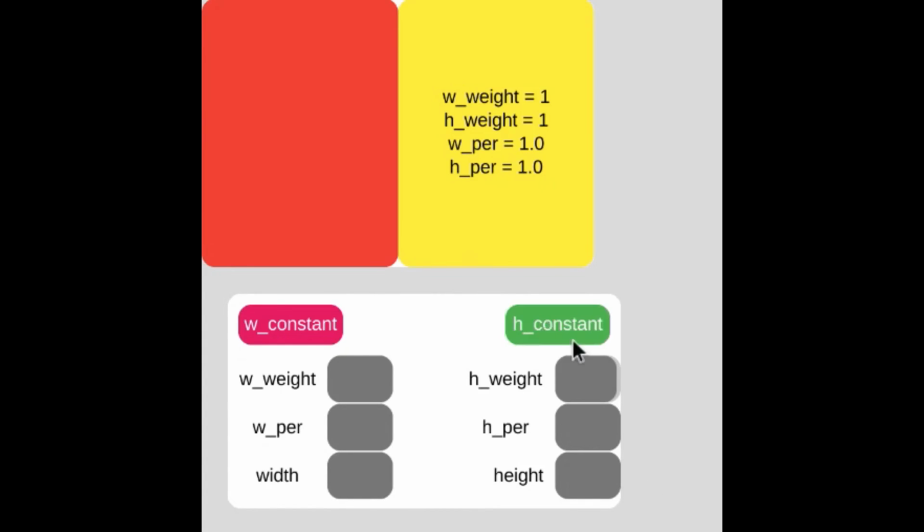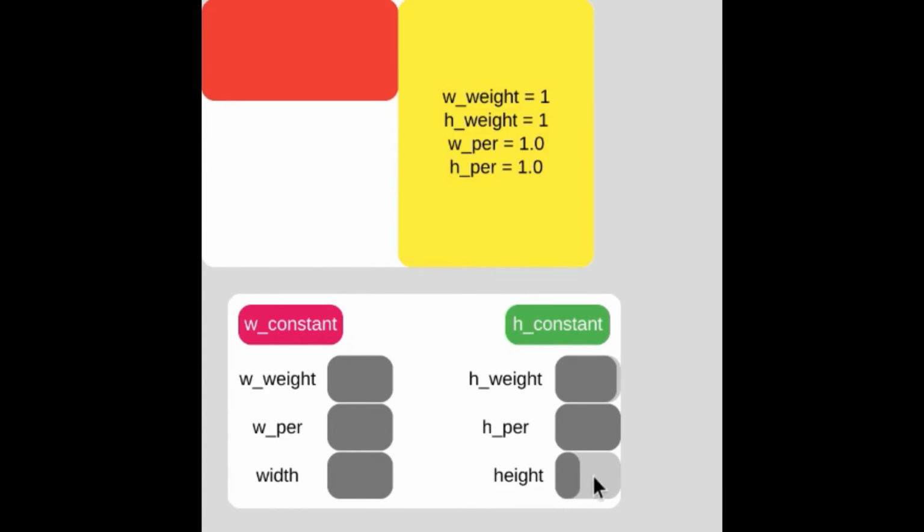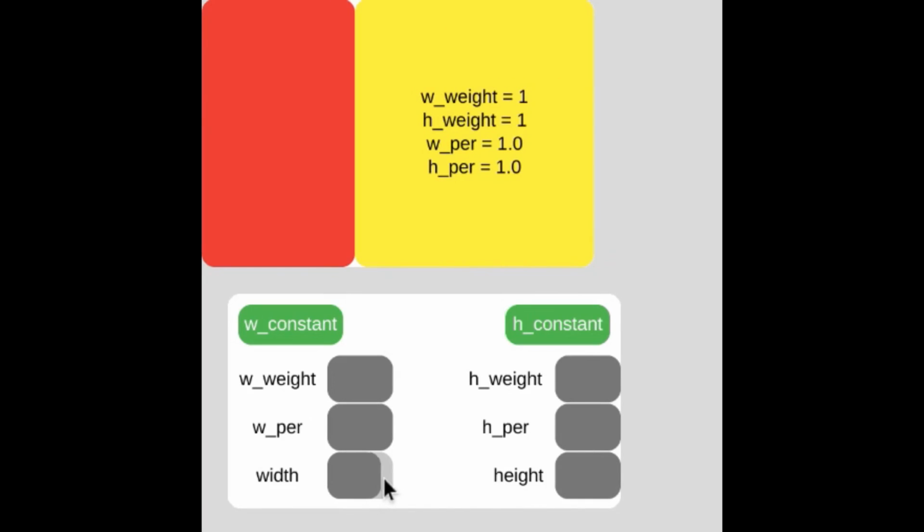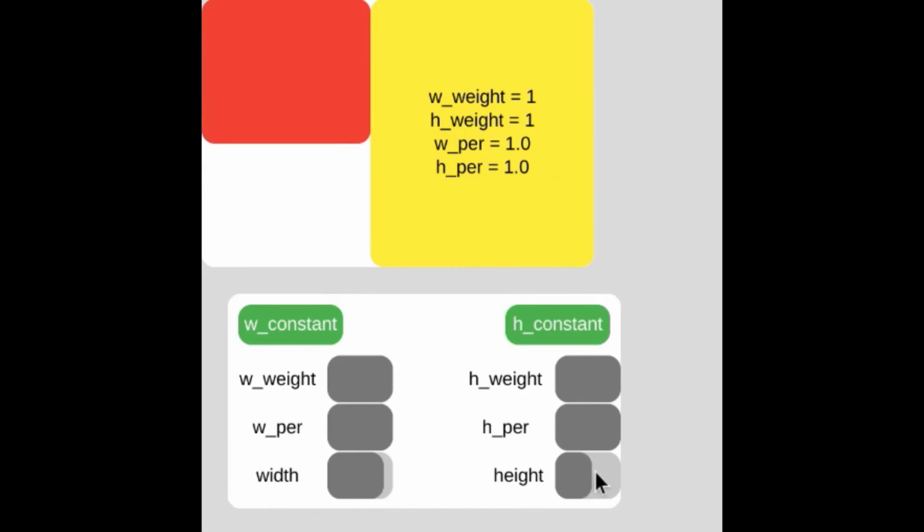Now if H constant is made true and W constant is false, then the width of the first child is only affected by the W weight property and the height is affected by the static height property only. Lastly, if both H constant and W constant are true, then the width and height both are affected by the static width and height property only.